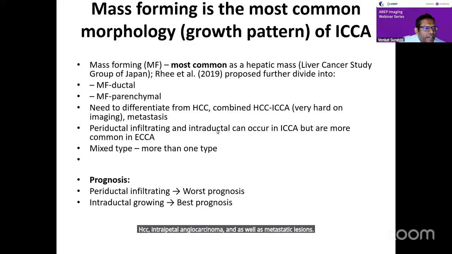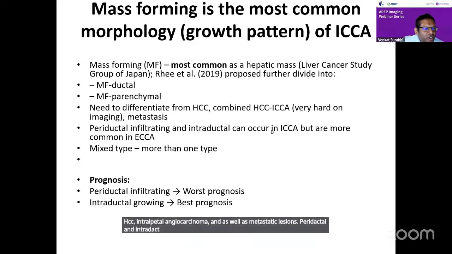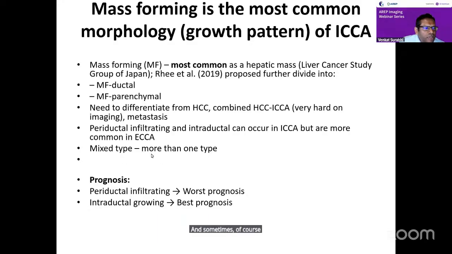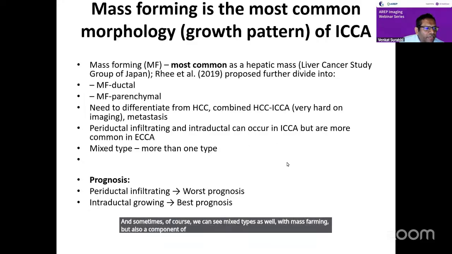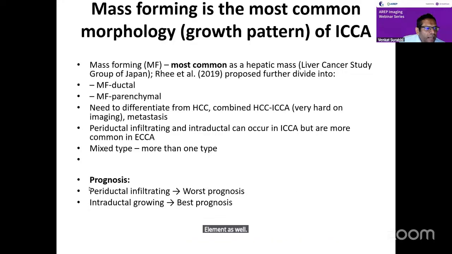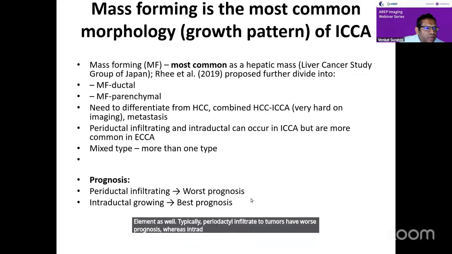Periductal and intraductal variants can occur in intrahepatic, but are more common with extrahepatic types. And sometimes, of course, we can see mixed types as well, with mass forming but also a component of periductal infiltrative element. Typically, periductal infiltrative tumors have worse prognosis, whereas intraductal have the best prognosis.